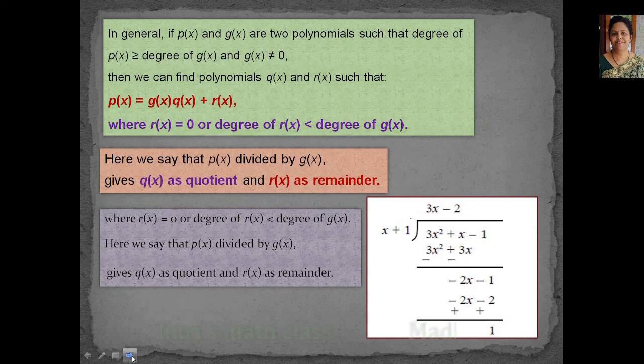Where r(x) is equal to 0 or the degree of r(x) is less than the degree of g(x). So the remainder should be 0, or the degree of the remainder should be less than the degree of the divisor. Here we say that p(x) divided by g(x) gives q(x) as quotient and r(x) as remainder.